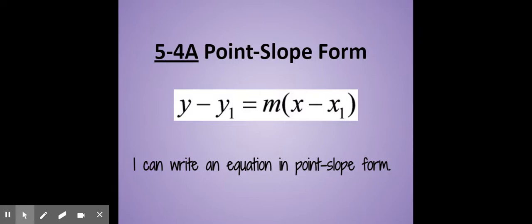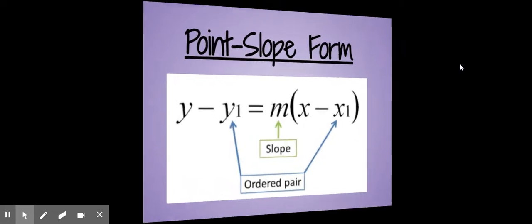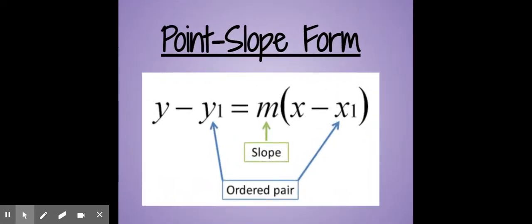Our goal today is to be able to write the equation of a line in point-slope form. This is what point-slope form looks like. Go ahead and pause the video so that you can write this form in your notes. Okay, let's take a look at it.